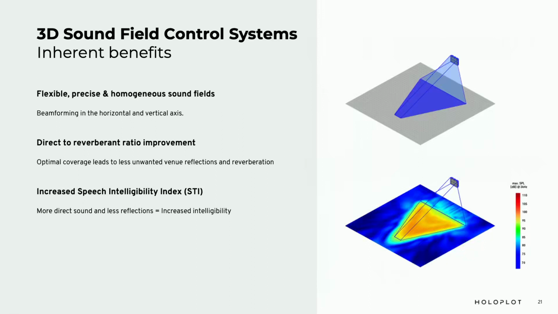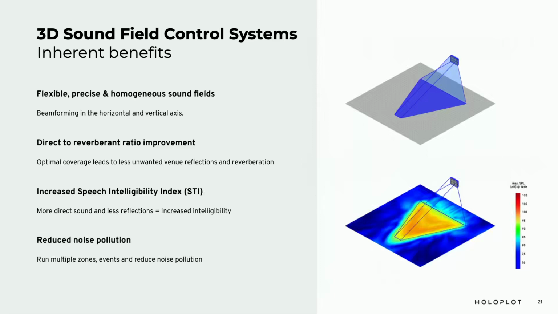Just to quickly mention, the speech intelligibility index is a value between 0 and 1 that describes the quality of a specific system delivering a message in a specific venue. So obviously, the higher, the better.